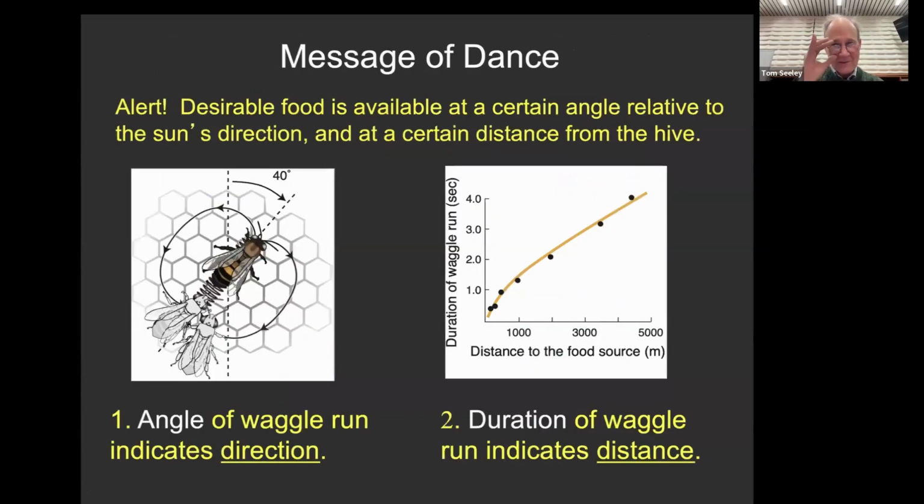And so he understood the message of the dance is: alert, desirable foods available at a certain angle relative to the sun's direction and a certain distance from the hive. That took a lot of insight to realize, and I don't have time to explain how he figured that out, but he noticed that during the day, as the sun moved, the direction in which the bees oriented their waggle runs moved, and that gave him the clue that the sun was involved. Then he finally realized that straight up meant toward the sun and so forth. And then he carefully trained bees out to different distances and measured the duration of the waggle run in the dances of the bees at each distance. And he learned that the duration of the waggle run indicates distance. Great progress.